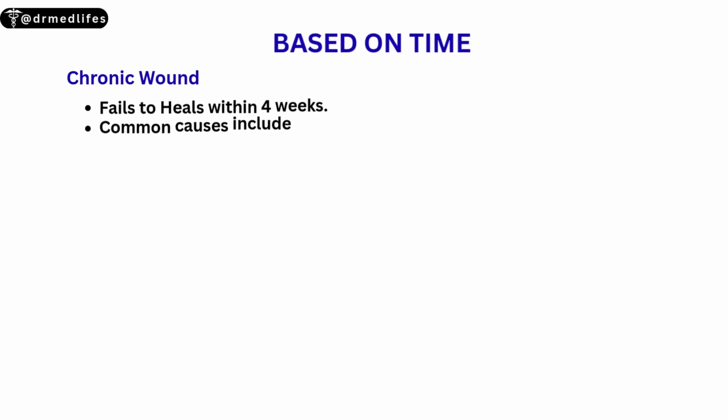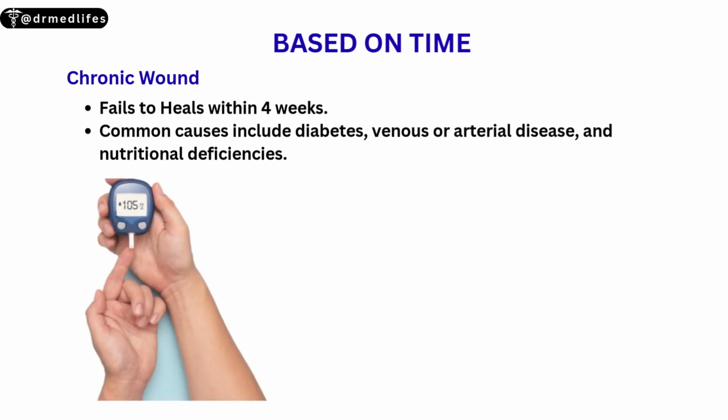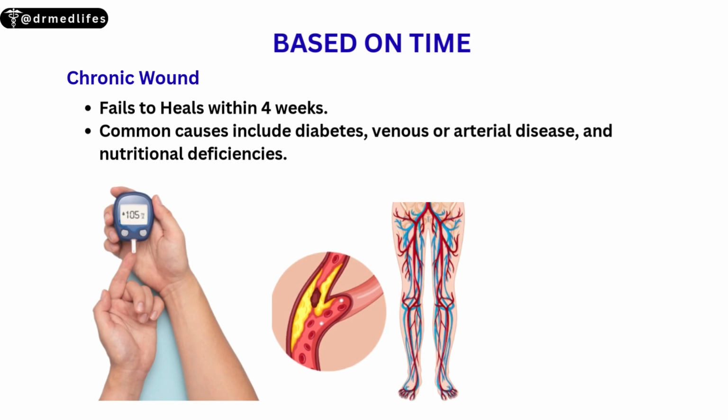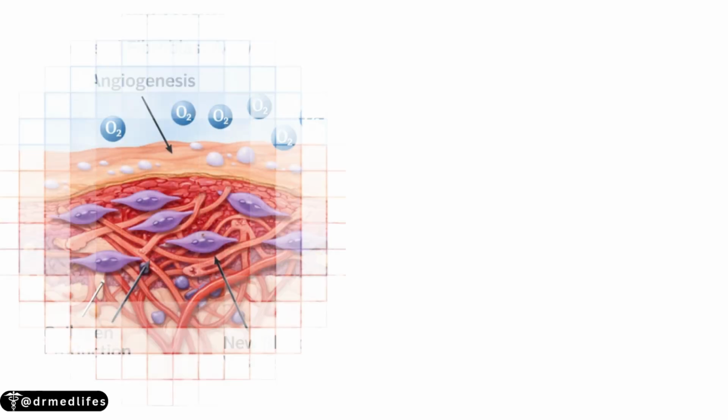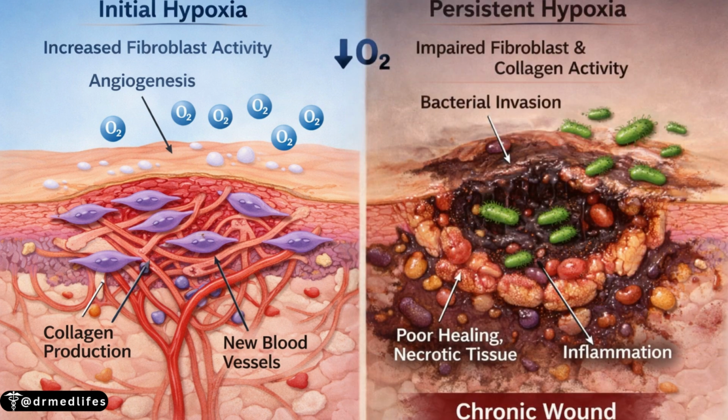Second one is chronic wound. It fails to heal within 4 weeks. Common causes include diabetes, venous or arterial disease, and nutritional deficiency. Initially, hypoxia is actually a potent stimulus for fibroblast activity and angiogenesis, but persistent hypoxia impedes fibroblast and collagen activity and allows bacterial invasions, and that's what makes the wound chronic.